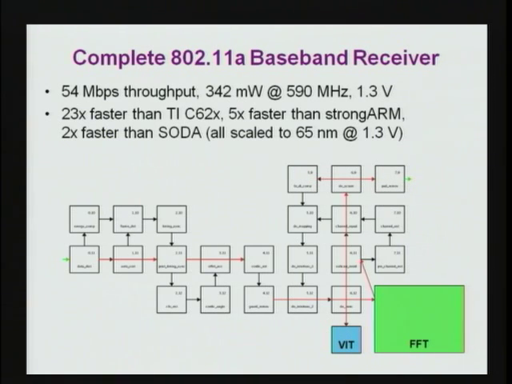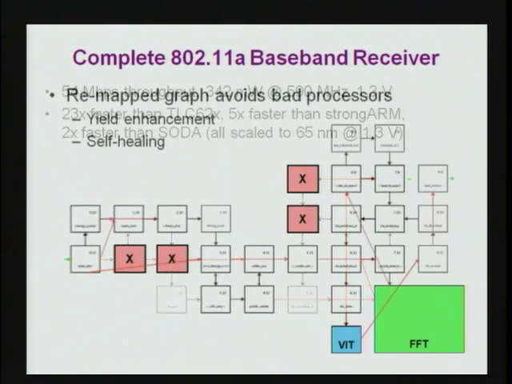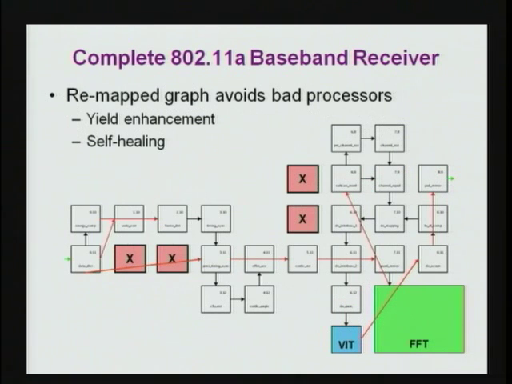Now, if we see that two or more, actually any arbitrary number, of our processors turn out to be defective after fabrication, we can use our mapping tool to remap around these defective processors. This shows how reconfigurable our architecture really is and promotes self-enhancing, yield enhancement architectures and self-healing methods.